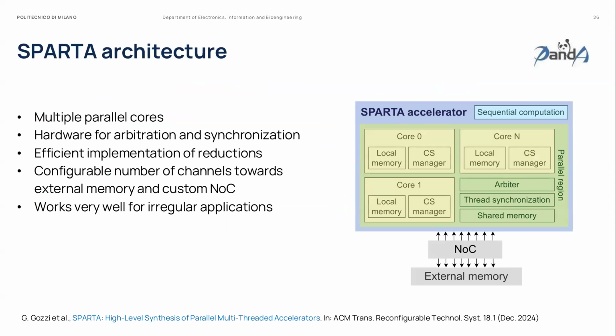So as I said, there's multiple parallel cores. We have hardware that takes care of arbitration and synchronization between them. We have implemented an efficient way of doing reductions, because this is a very common pattern in OpenMP programming. And you can also configure how many channels you have towards the external memory and how the NOC is built. And we've tested this on irregular applications, on graph processing kernels, and it works very well. It scales very well.